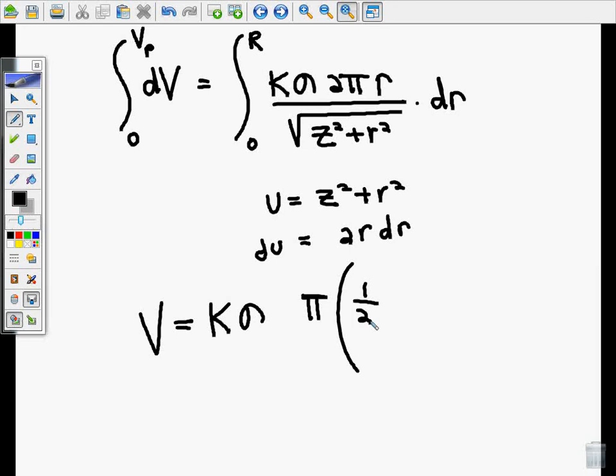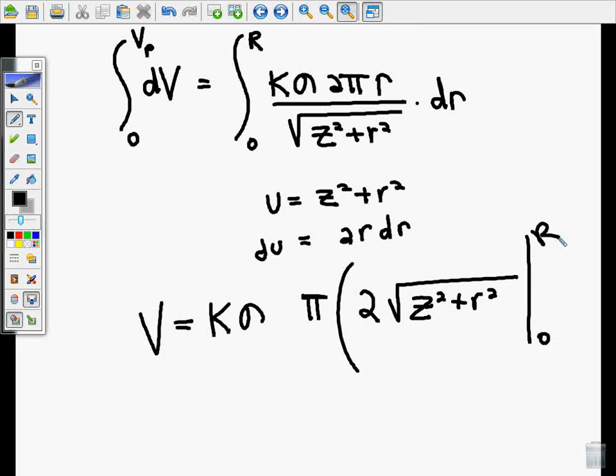All right, tell me what we're gonna have here. It's just 2 times... take 1/2 there or no? No, we were wrong about that. You don't need the 1/2. So it's 2 times the square root of z squared plus r squared, from 0 to R. And then you solve, which is just R because of the 0.